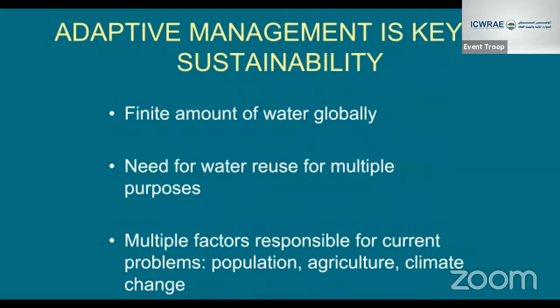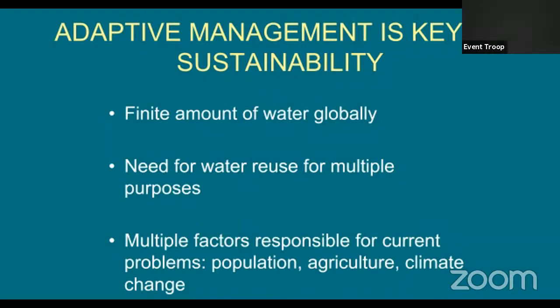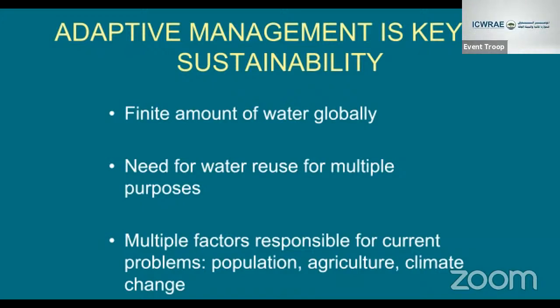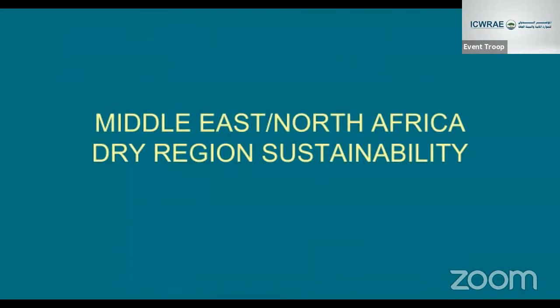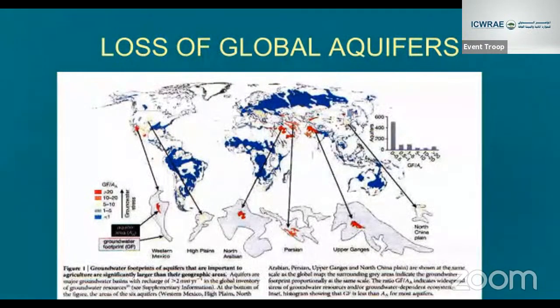Adaptive management is the key to sustainability. You must be able to rebalance the stool, to change the importance of water, especially for reuse for multiple purposes. The multiple factors that are responsible for the current problems are population, agriculture, and climate change. I'll start with the Middle East and North Africa, the MENA area, as an example of the dry region sustainability.